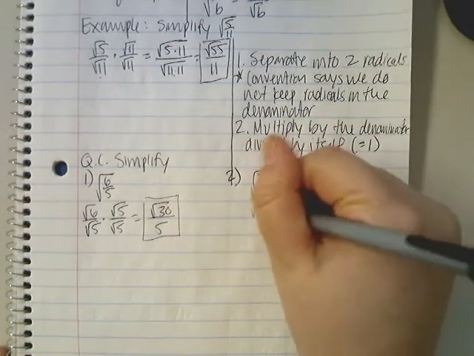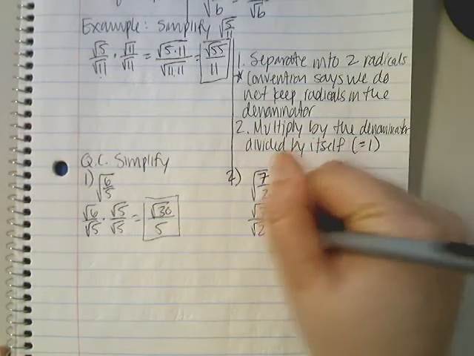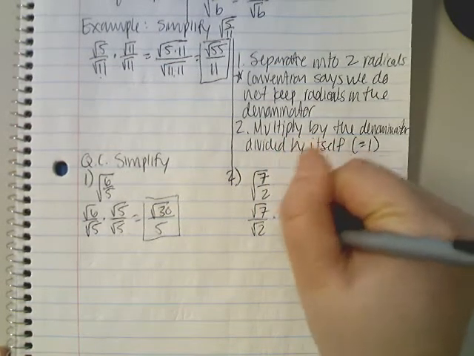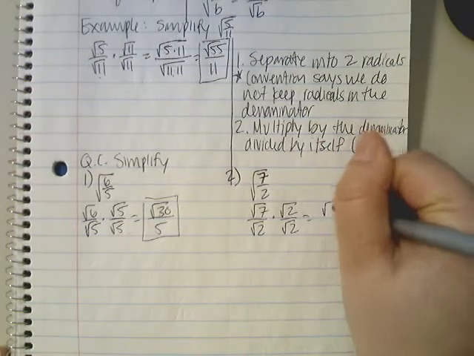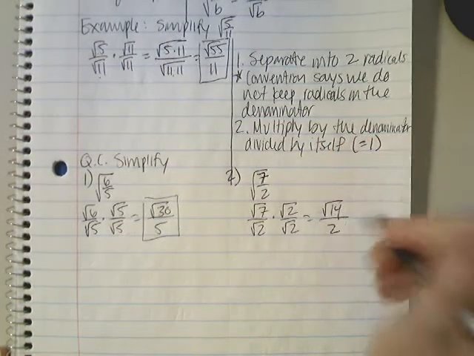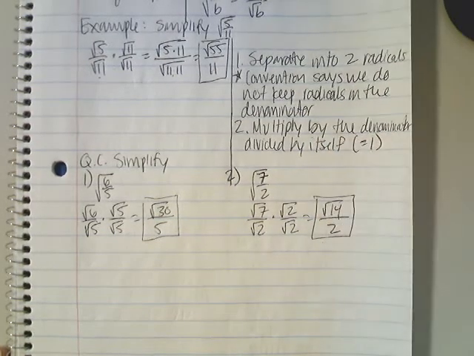The next one, we do the same thing. So we have the square root of 7 over the square root of 2. I multiply by the square root of 2 over the square root of 2, which becomes the square root of 14 over 2. And we are done.